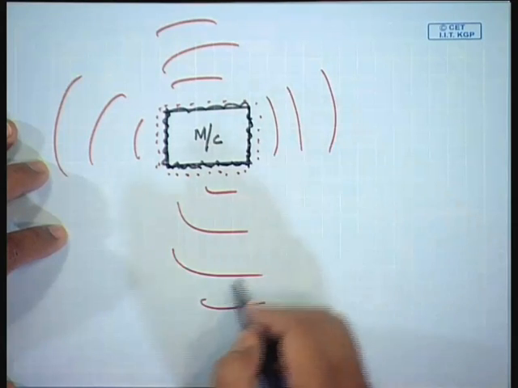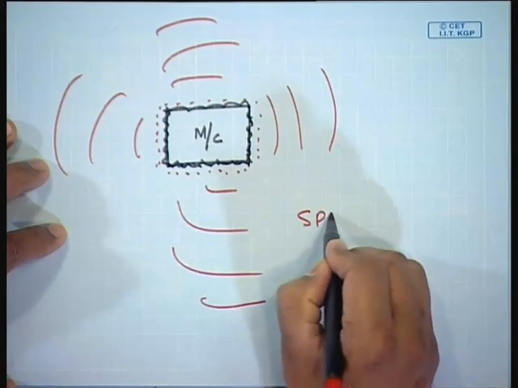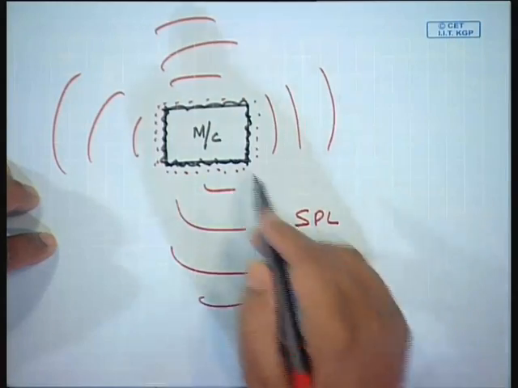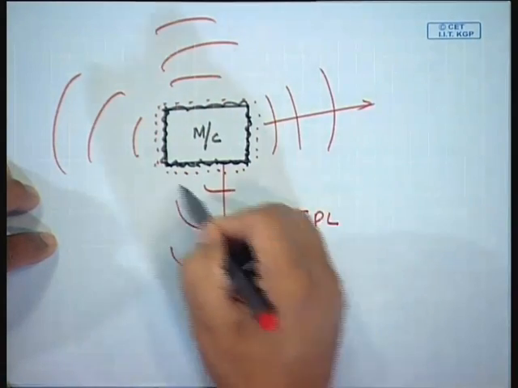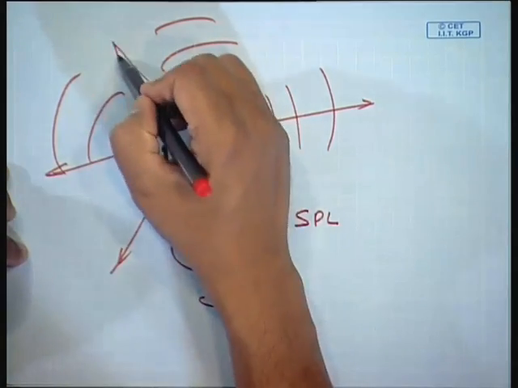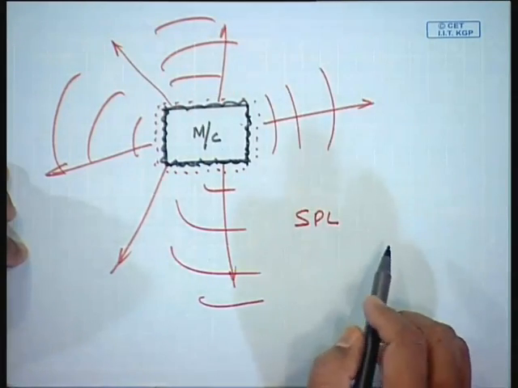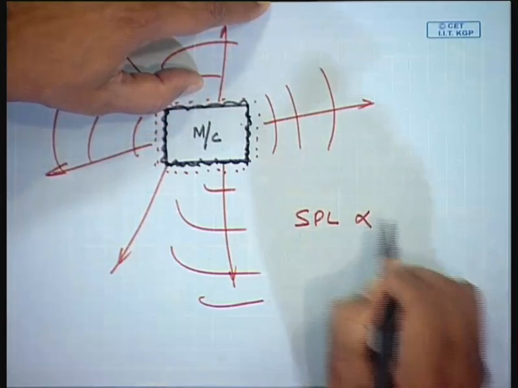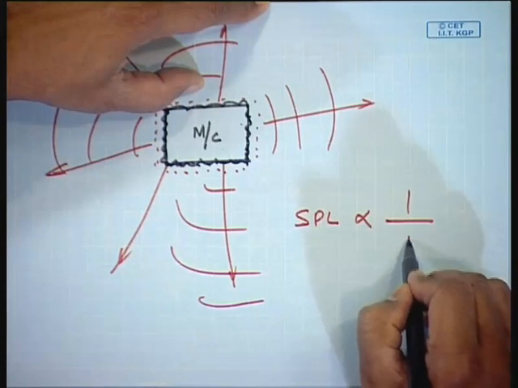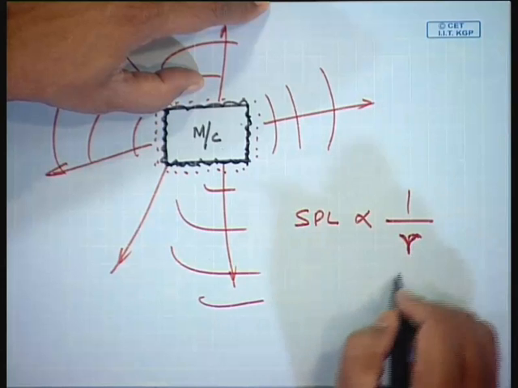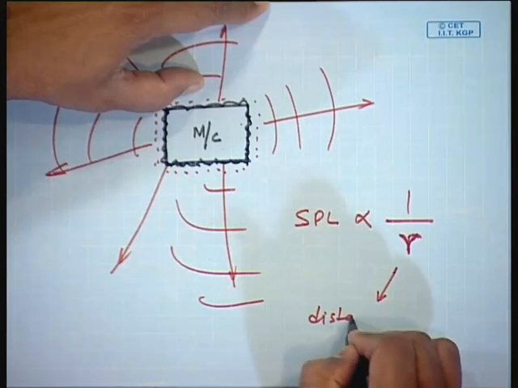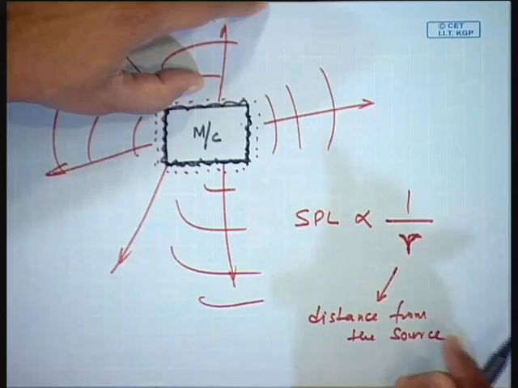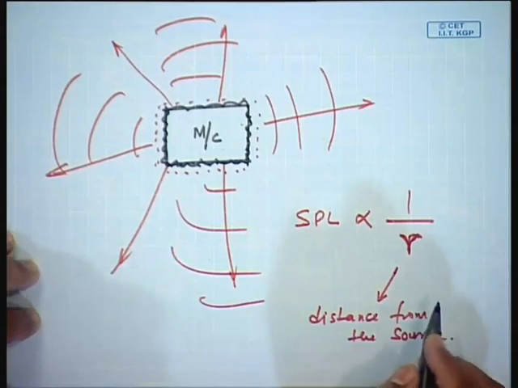Okay. But you will see this sound pressure level, suppose there were no obstructions, they would go in all directions. And imagine this to be a spherical source. So, they would radiate sound in all directions, but you will see this SPL is proportional to 1 by r, r being the distance from the source, provided there are no reflections.